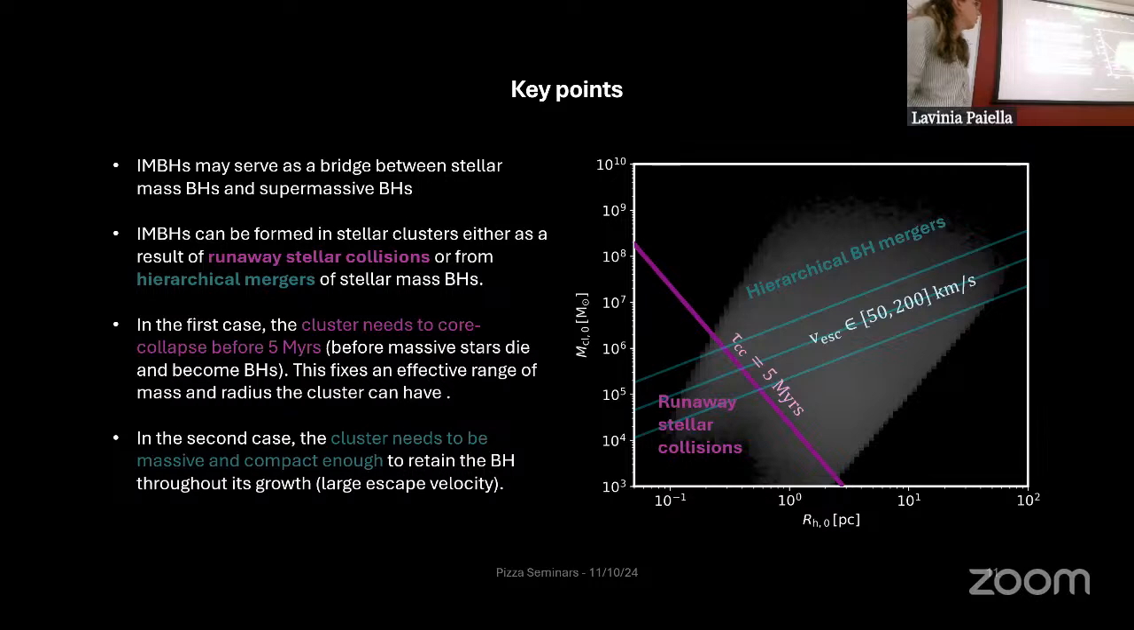All right, so key points. Again, IMBHs may serve as seeds for the formation of even heavier black holes and be the connection between these two categories of stellar mass black holes and supermassive black holes. You can produce them in star clusters, either by runaway stellar collisions or hierarchical mergers. If you go through the first scenario, you must have a cluster with a core collapse time of roughly less than 5 million years, meaning that you are looking at this region here in the mass and radius diagram. If you go through the second case, your cluster needs to have, intuitively speaking, a large escape velocity, which means that you must find yourself up here. And we're going to see that with simulations.